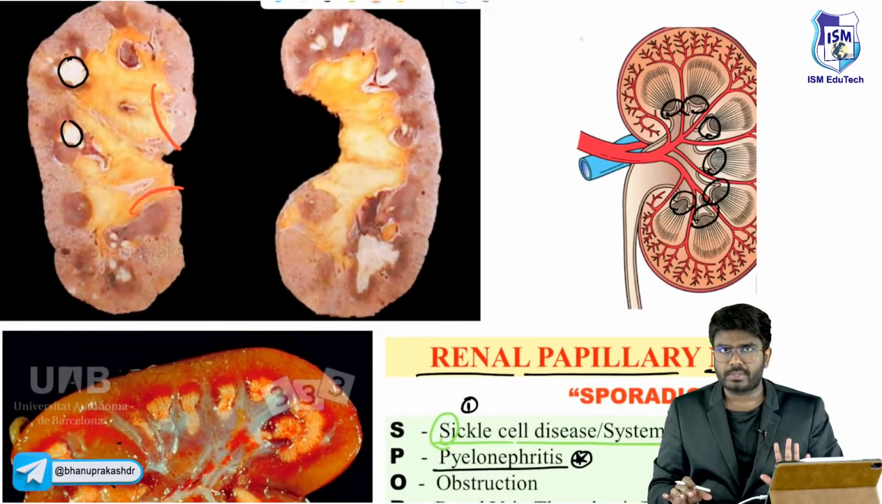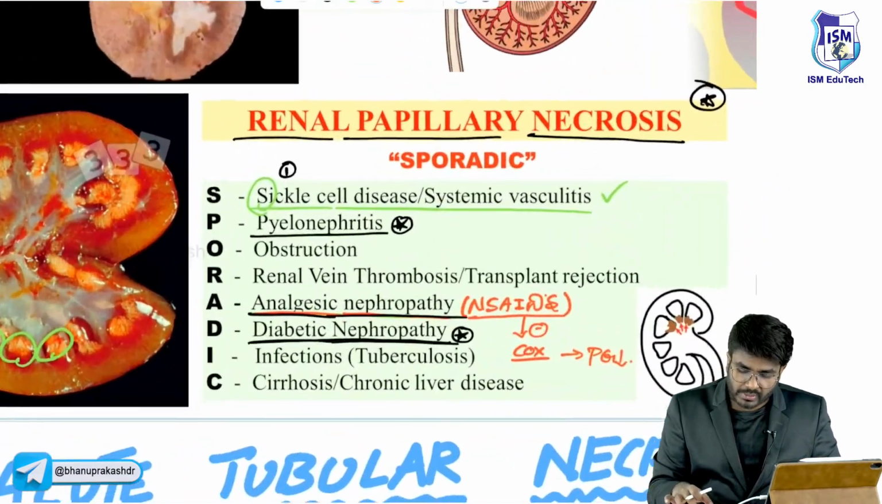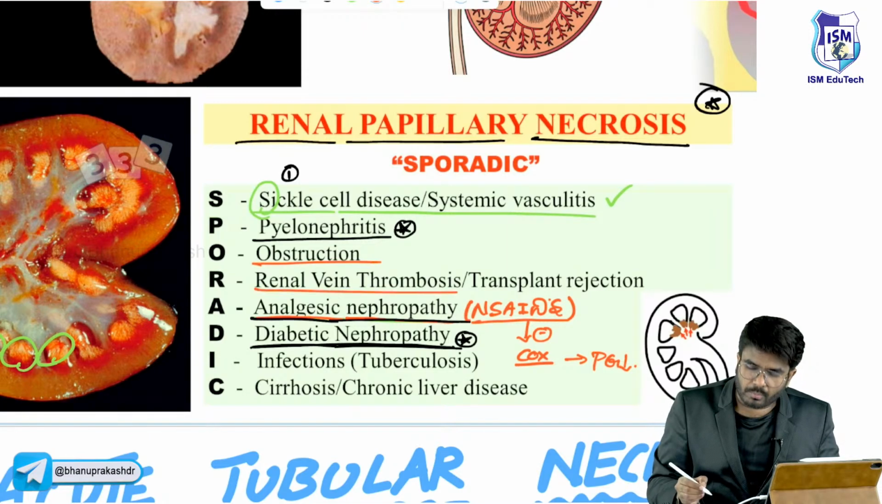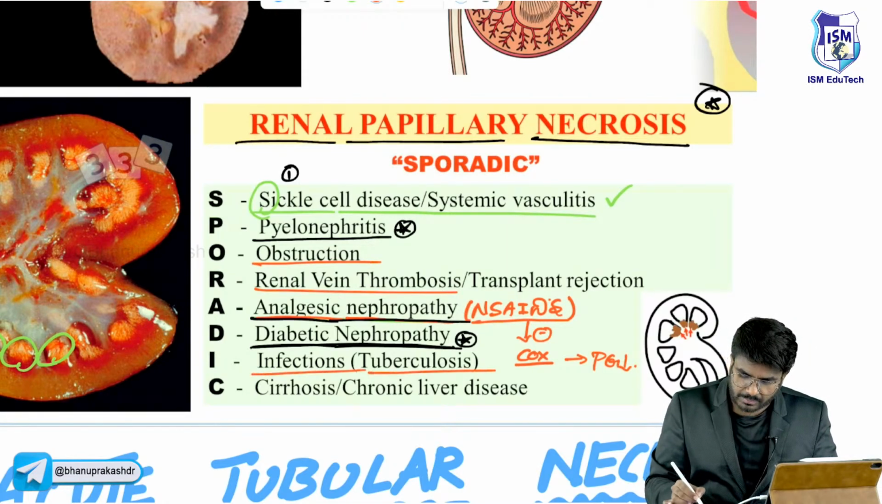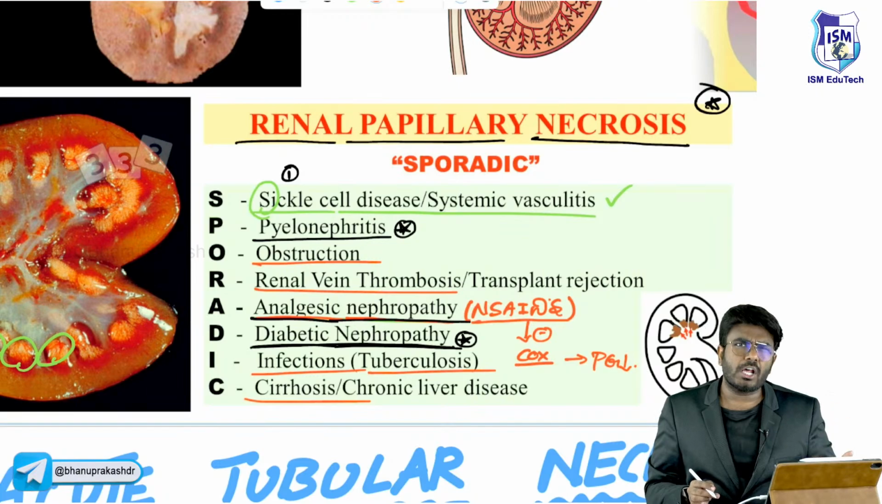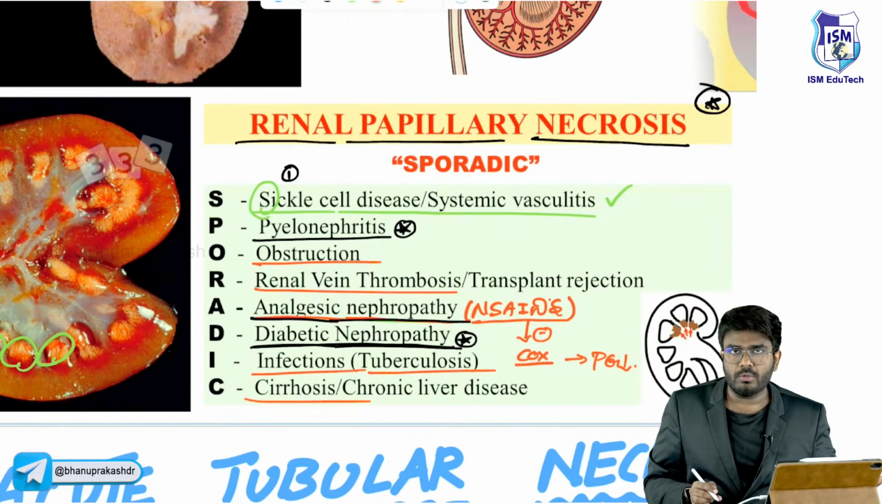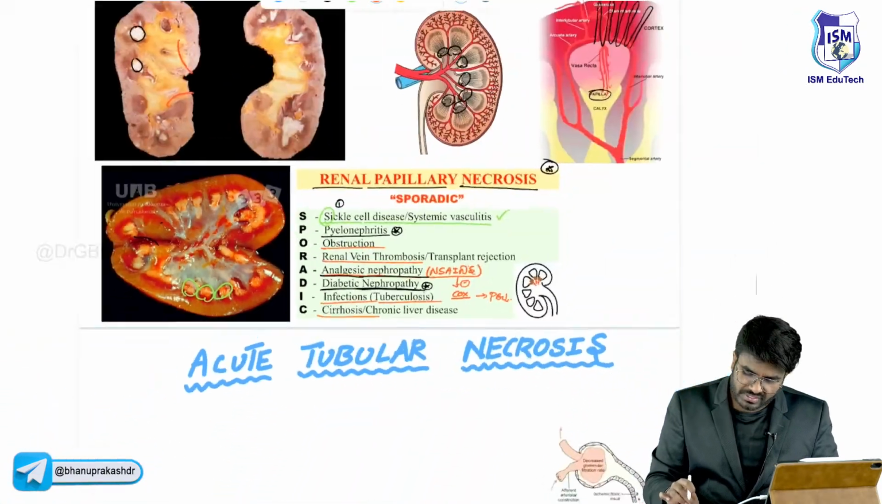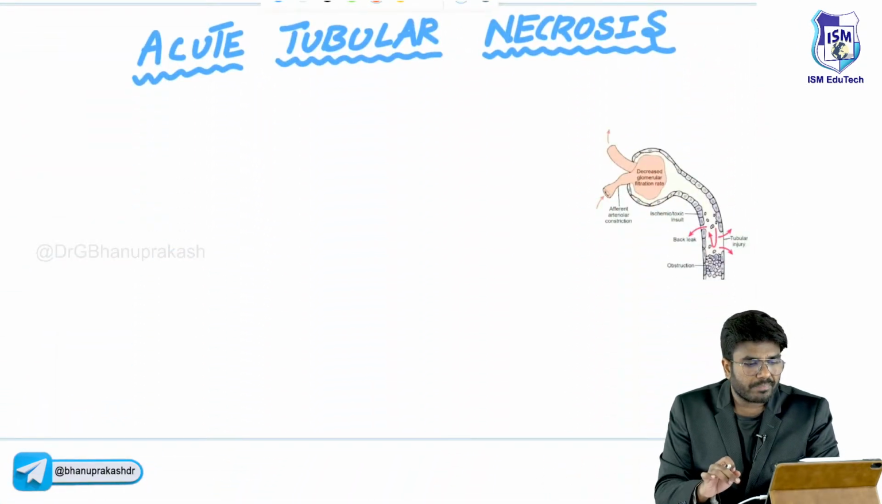Image-based questions are important. If you can remember other causes, like obstruction, renal vein thrombosis, other infections like TB, and cirrhosis, they can also, to a certain degree, lead to renal papillary necrosis, but they are not that important. I have given the 4 causes. Now after this, let's discuss acute tubular necrosis.